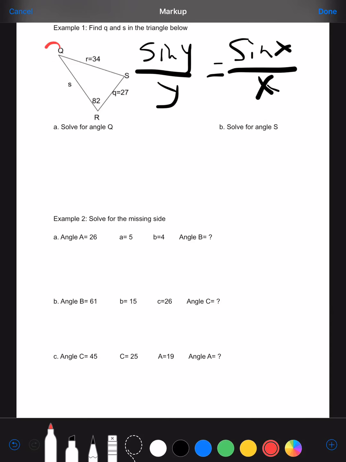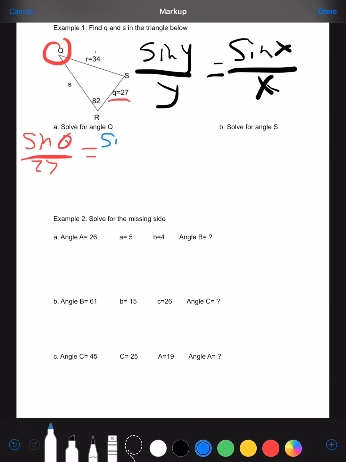So angle Q is up here, right? So we're going to just plug stuff in. So sine Q. Ooh, that's not a Q. That's a theta. Q. Okay, that's as good as it's going to get. And then we have side 27 is equal to, and then we always use the side and the angle that they give you. So in this case, they give us both our r's. So we're going to use those.